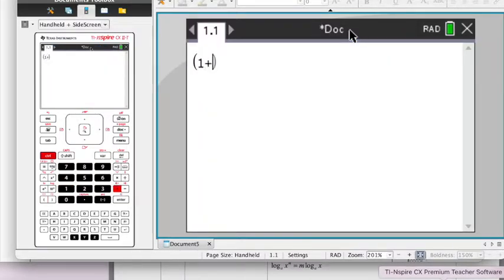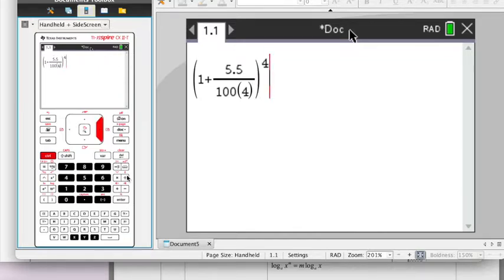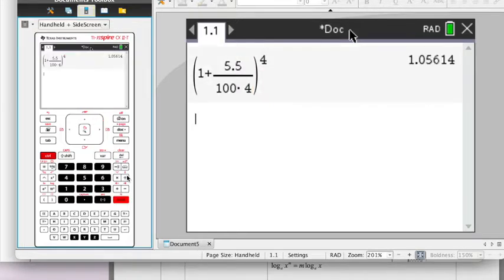This is 1 plus 5.5 over 100 over 4. I like to use the fraction button because you can make a careless mistake here if you don't use it and you do divide, it might multiply by 4 instead. So I just always like to avoid using computer notation, if you will. So that right there is 1.056 to 4 significant figures.